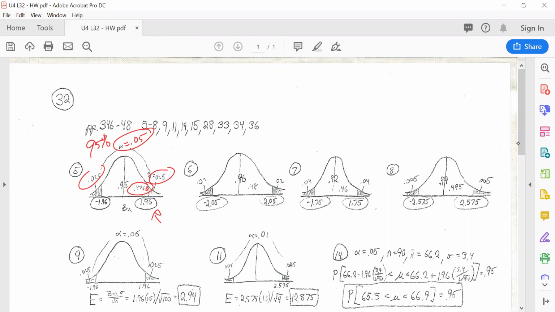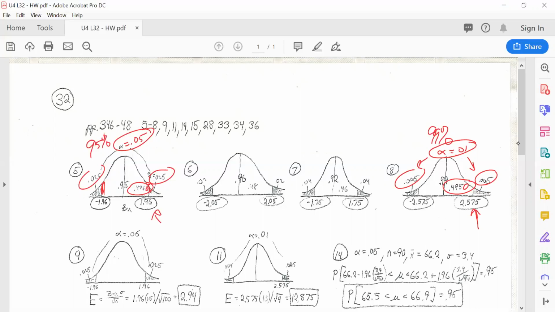Skipping all the way to number 8, it was a 99% confidence level, which means that alpha equals 0.01. And if you split 0.01 in half, you get 0.005 and 0.005, which means 0.5 minus 0.005 is 0.4950. And the z-score is 2.575. Memorize those. When alpha is 0.05, the critical value, it's called. It's a z-score, but it's called a critical value because it's a critical value that creates those boundaries. Critical value is 1.96. When alpha is 0.01, the critical value is 2.575.